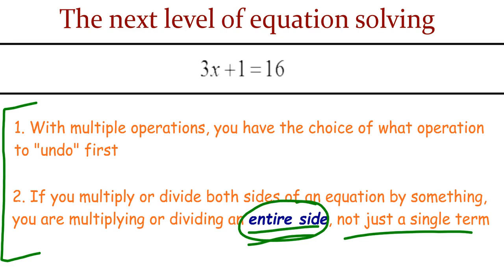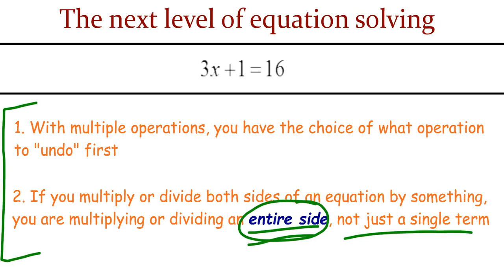We may have to distribute first. We may have to combine like terms first. There are some things that we just have to do. In that example of 3 times x plus 2, we could not have subtracted 2 from both sides first because there was the parentheses there. But when there are no parentheses or complicated things like that, you have the choice.